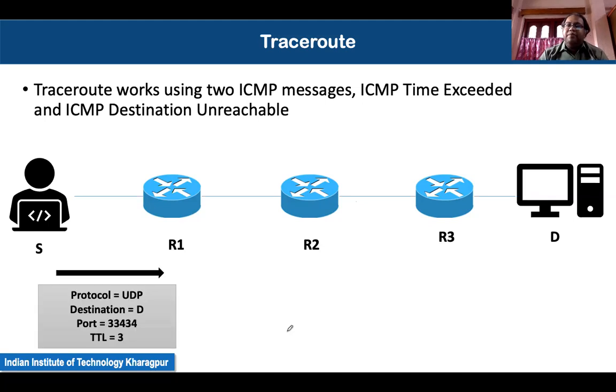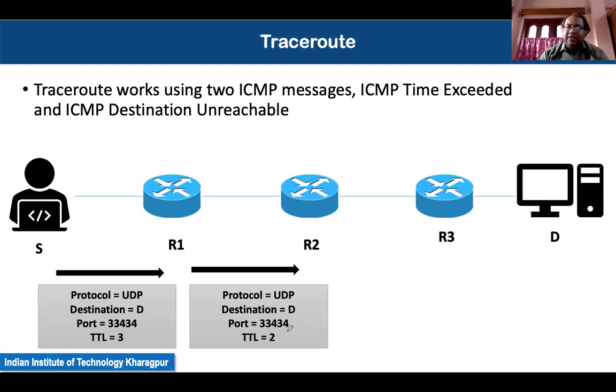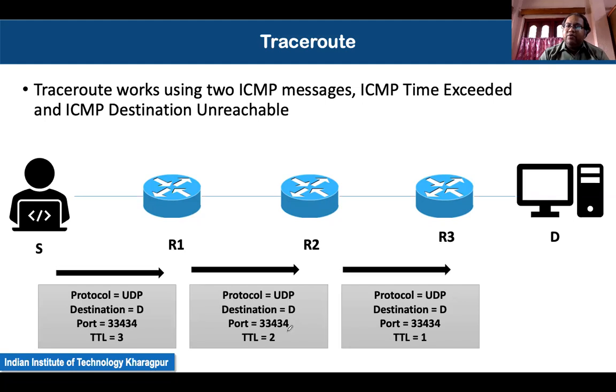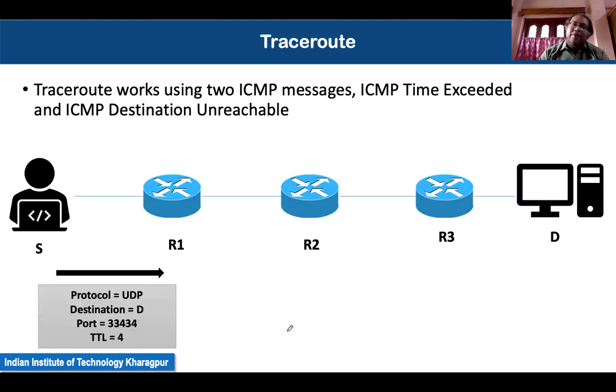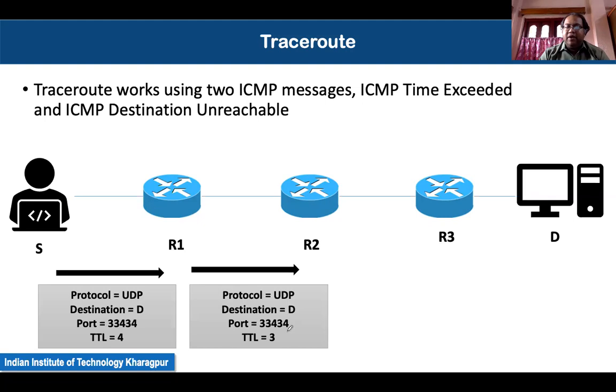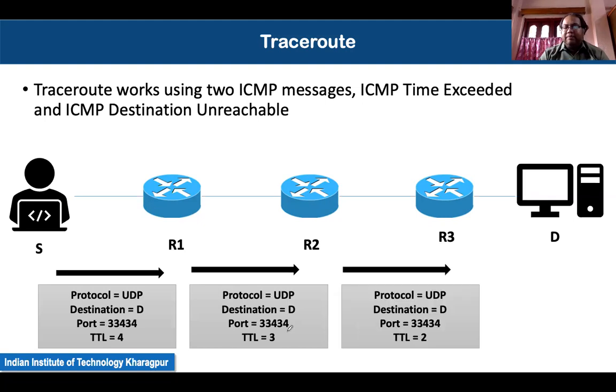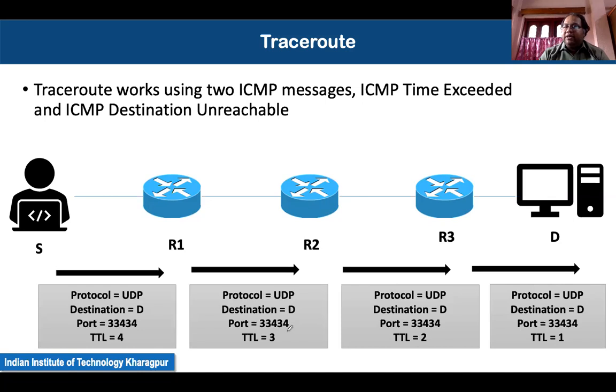Now to get the third hop, you make TTL equal to 3. R1 receives it, decrements it to 2, and forwards it further. R2 receives it, decrements it to 1, and forwards it further. R3 receives it, decrements it, it becomes 0, and R3 replies back with an ICMP time exceeded message. So S knows that at the third hop, I have R3. Now to get the next hop, you send another UDP message with TTL value 4. R1 decrements it to 3 and forwards it. R2 decrements it to 2 and forwards it. R3 decrements it and forwards it to D.